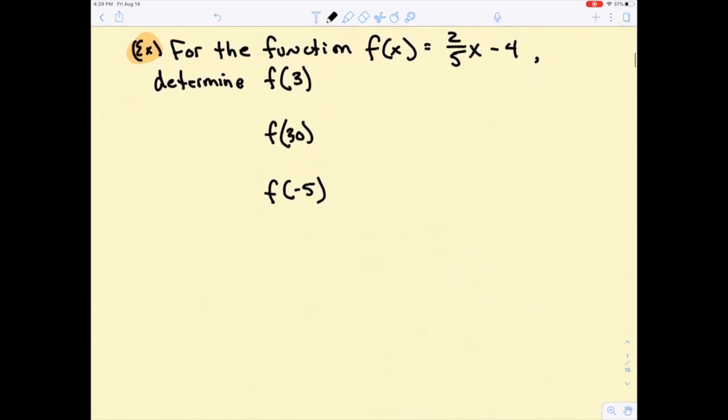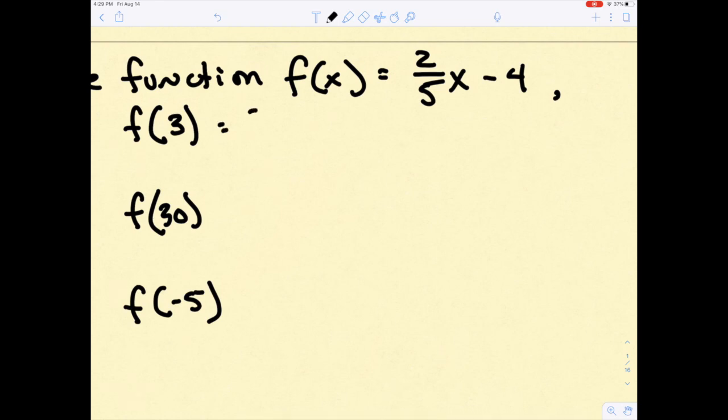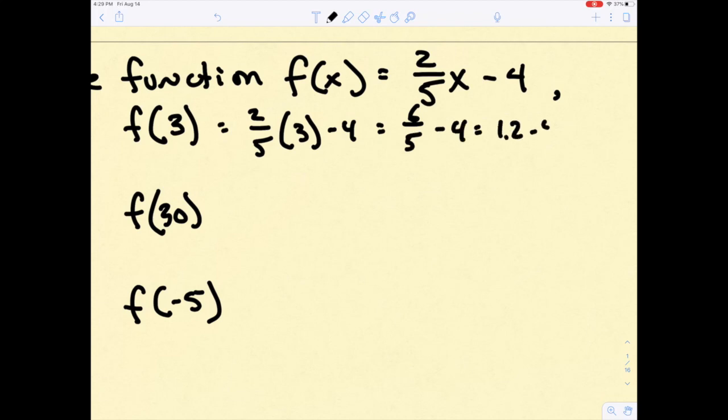Second kind of question is, what if we give you the function rule? The function rule is up here. What if we give you the function rule and ask you to evaluate for certain values of x? So this is what it looks like. I'm going to zoom way in here. So f of x or f of 3, so that just means put the 3 in the x spot. So 2/5 times 3 minus 4. So that's going to be 6/5 minus 4. That's going to be 1.2 minus 4. That's going to be -2.8, right?